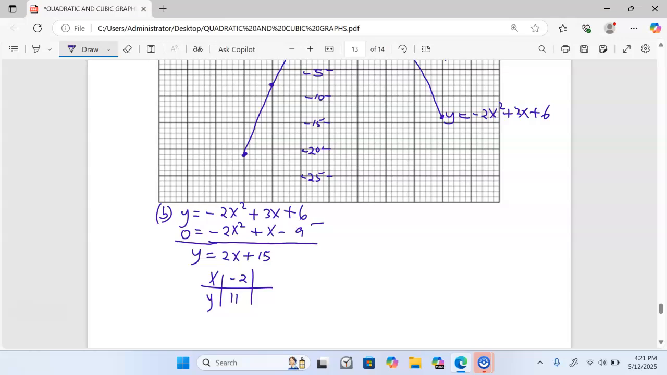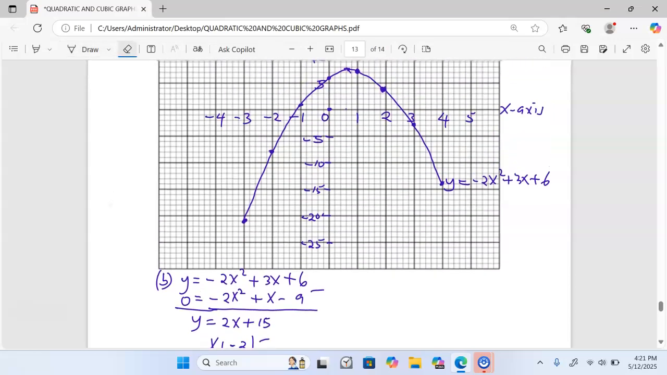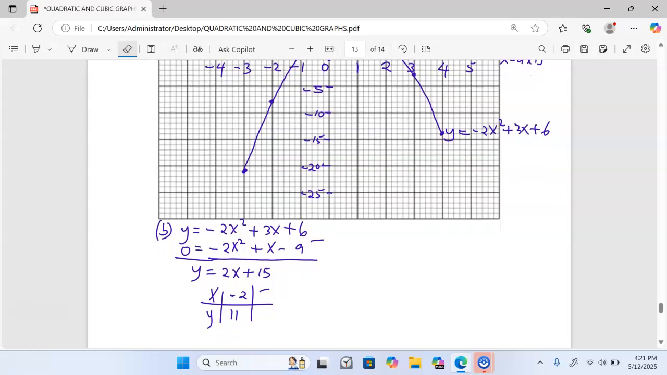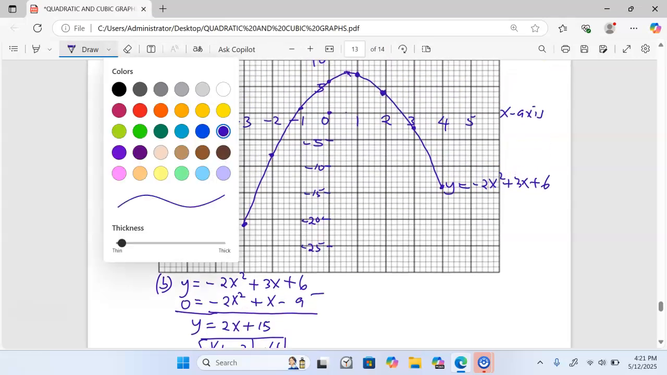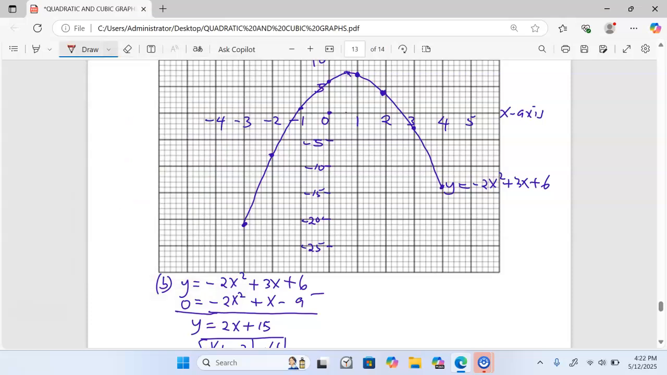And if we assume the value of x to be around negative 4, then the value of y is going to be negative 8, which is now negative 8 plus 15 is going to be positive 7. These 2 points are enough for us to plot our graph. So we are going to proceed.